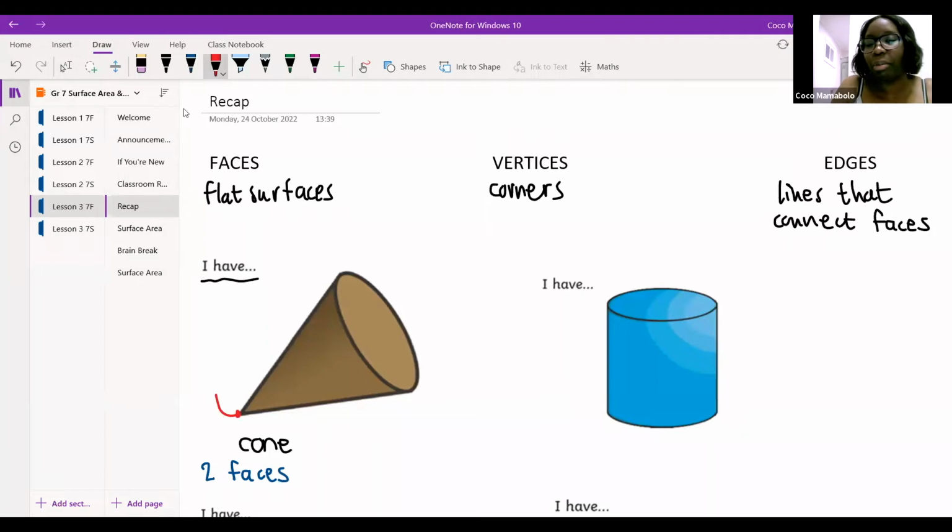And does anybody remember what this particular vertex is called? Right at the top of my shape.